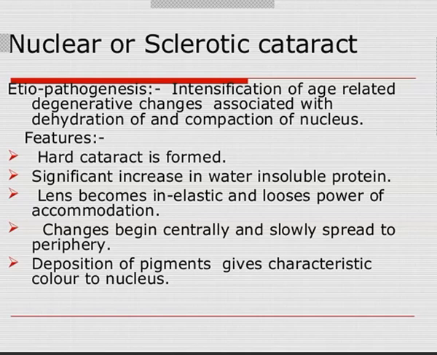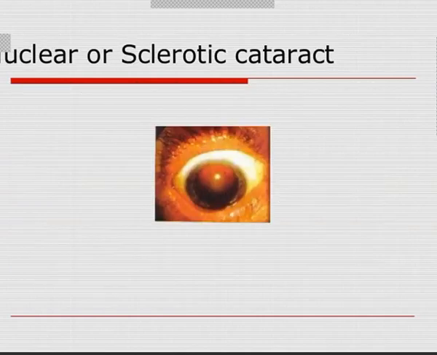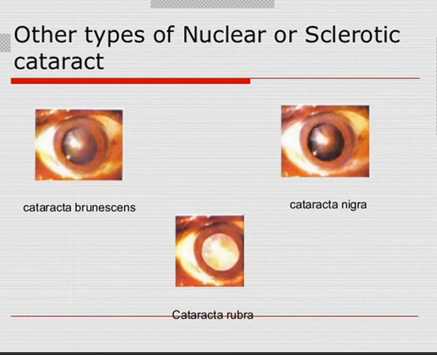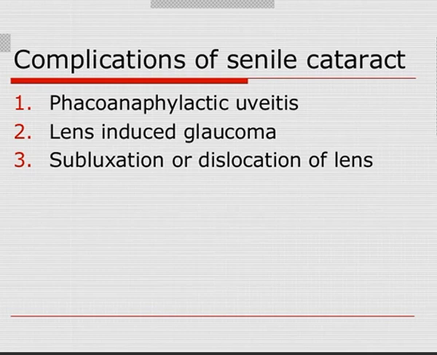Deposition of pigments gives rise to the color of the nucleus. This is the nuclear sclerotic cataract. You see the brown cataract here. The other types of nuclear or sclerotic cataract are the cataract brunescens, the cataract nigra, still more dark in color, that is black, and the cataract rubra.